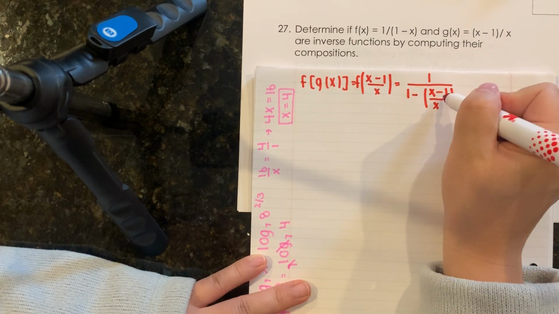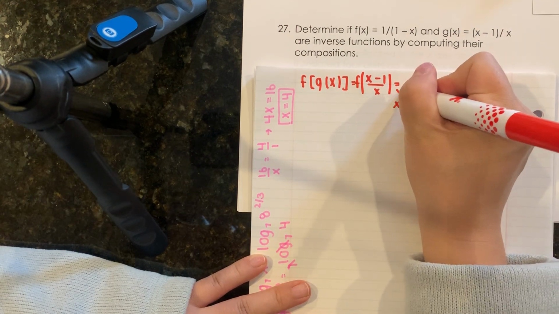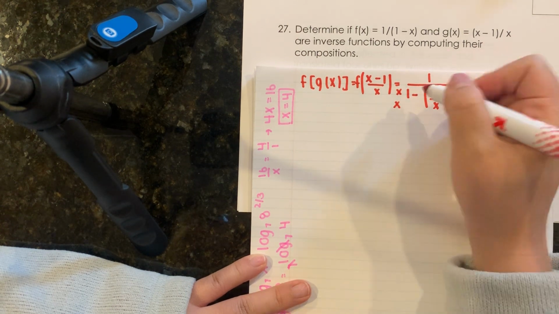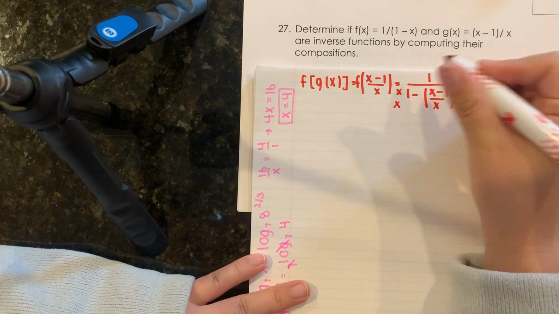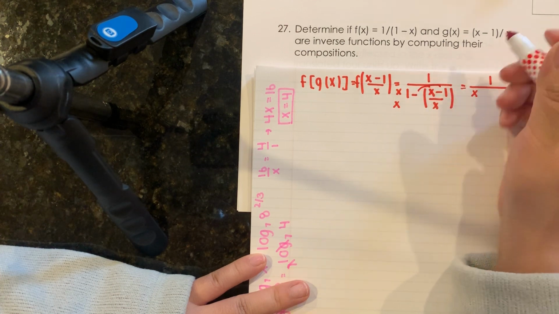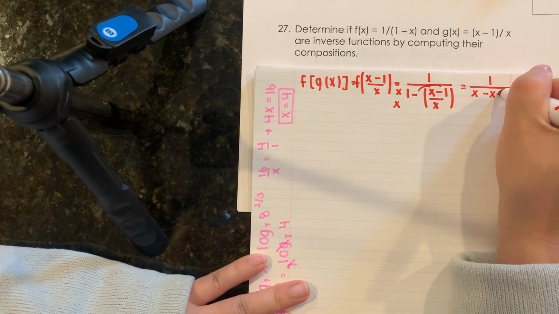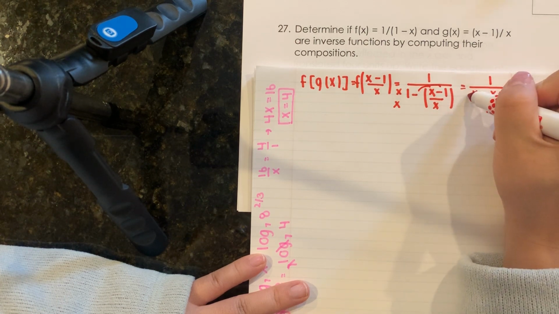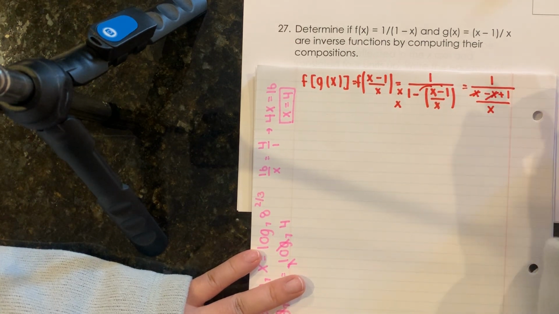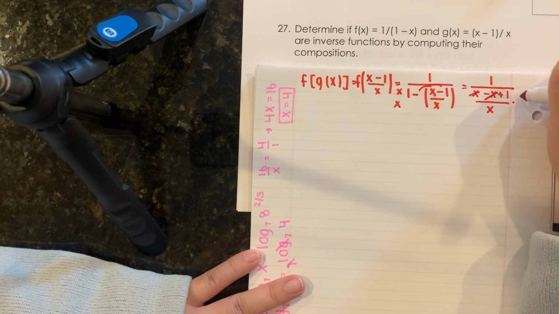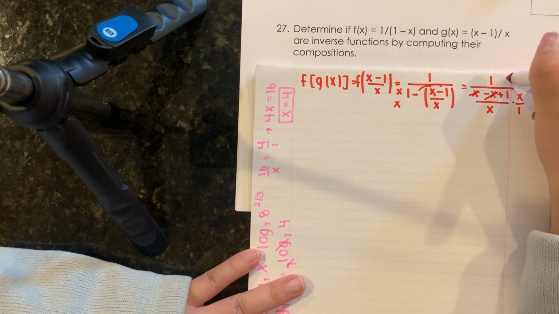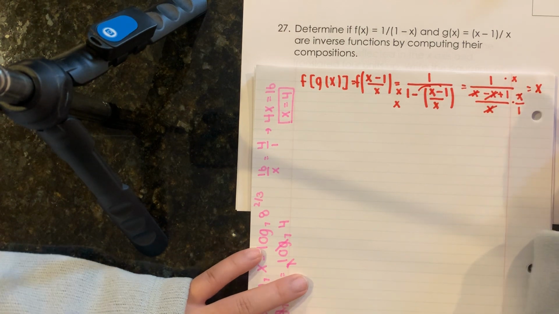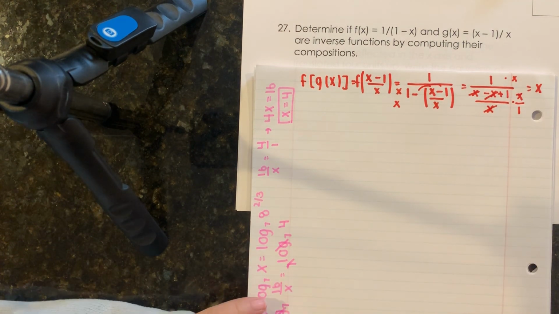Now I want to add these together by making a common denominator of x. So that would be 1 over, that would turn into x, distribute the negative sign, so that would be negative x plus 1 all over x. Now you should see that these two x's are going to cancel. Now to get rid of the complex fraction, you multiply top and bottom by the reciprocal, which means that my composite is equal to just x.